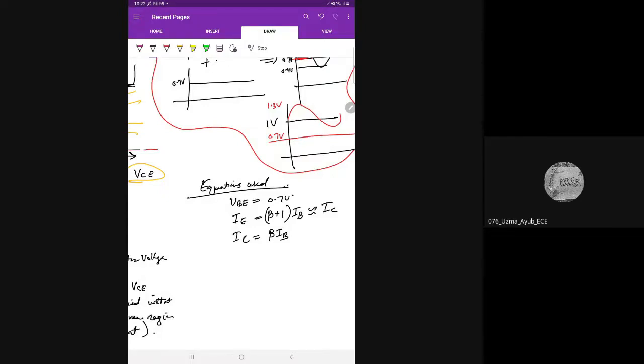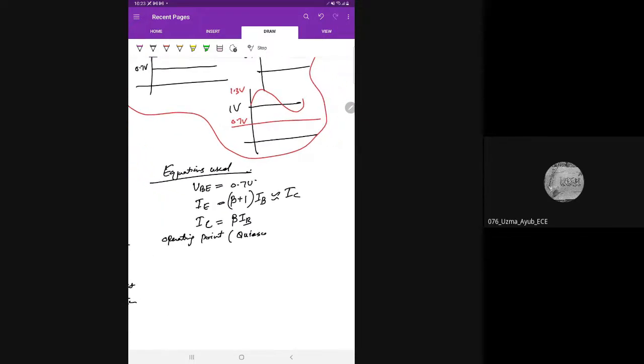But before we go to the analysis part, we also have to define the operating point. Yani, at what point we are trying to operate the BJT, and what are the DC levels required for that point. Okay, so operating point, which is also known as quiescent point.